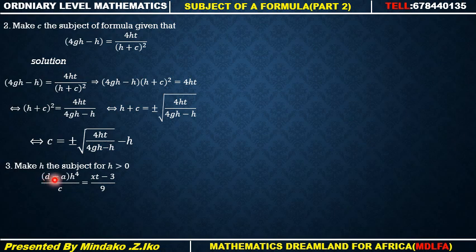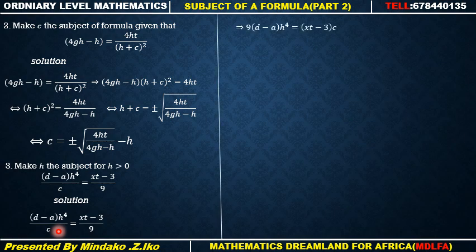So we have d minus a times h power 4 divided by c being equal to xt minus 3 divided by 9. Okay, so let's look at the solution. So that is it. And as I earlier explained, just cross multiply here, and then you rearrange for the required thing that you were asked to make the subject. Okay, so let's just cross multiply and then we do things.